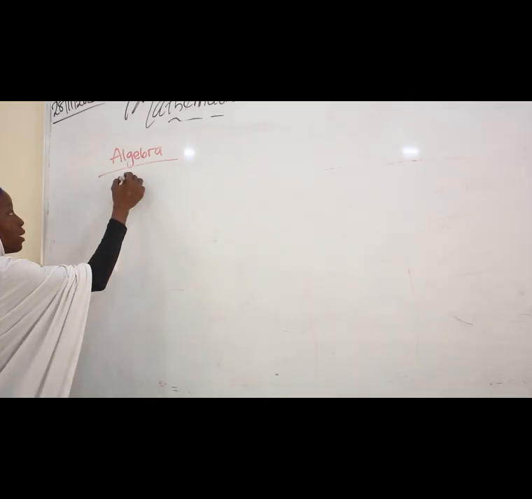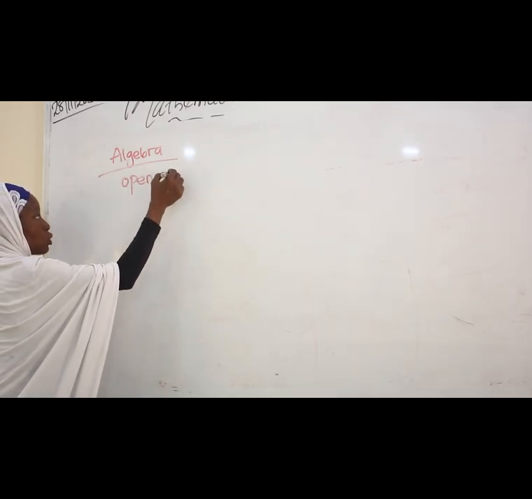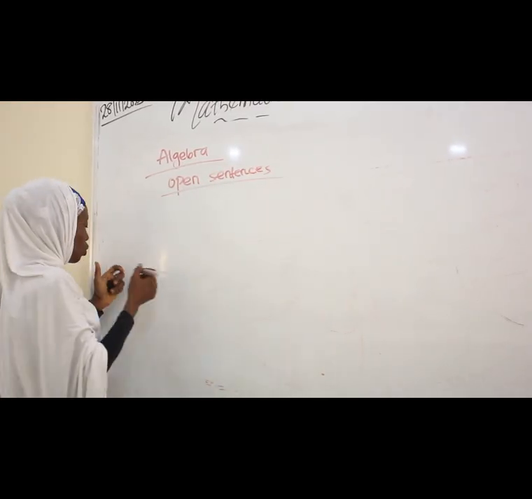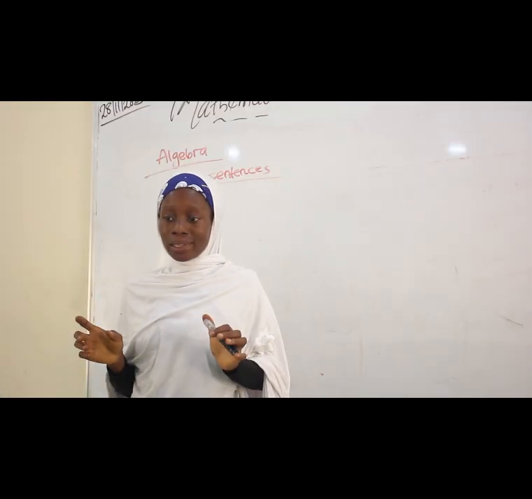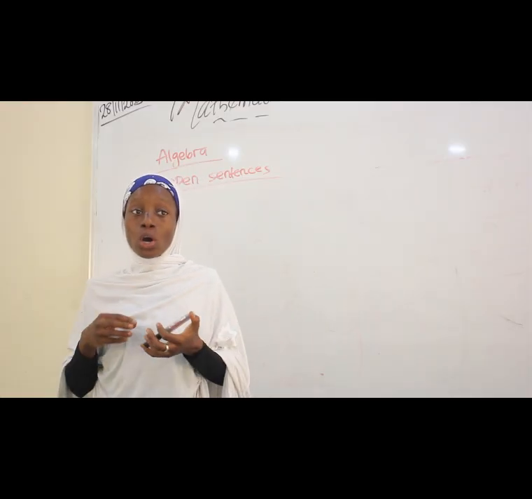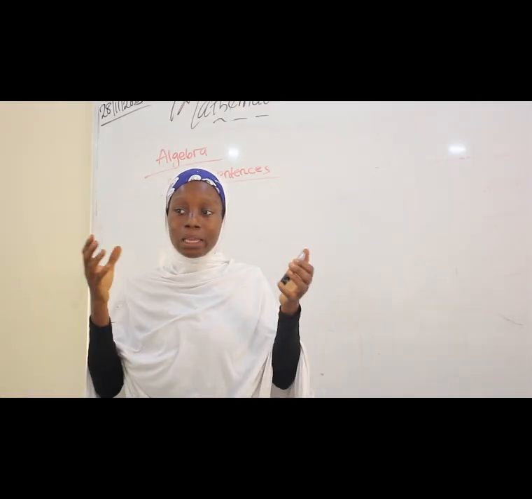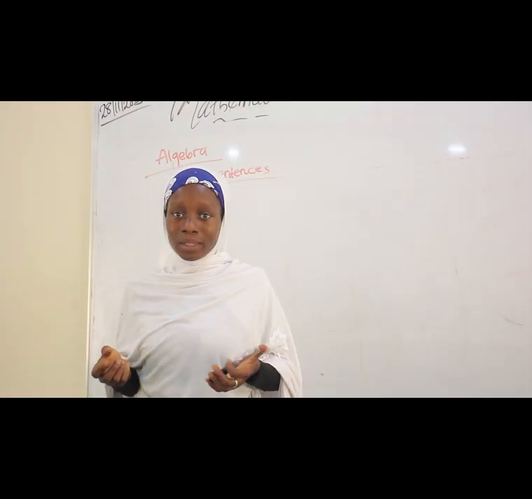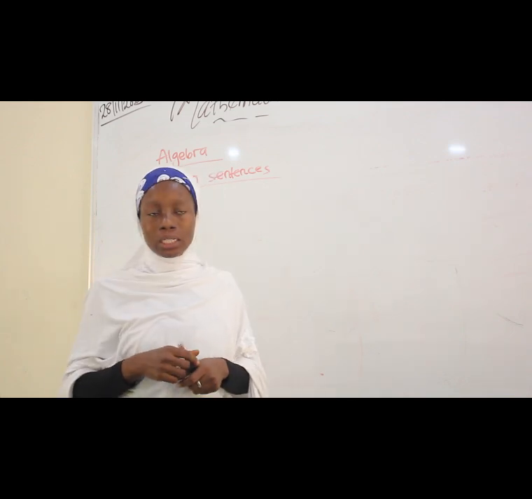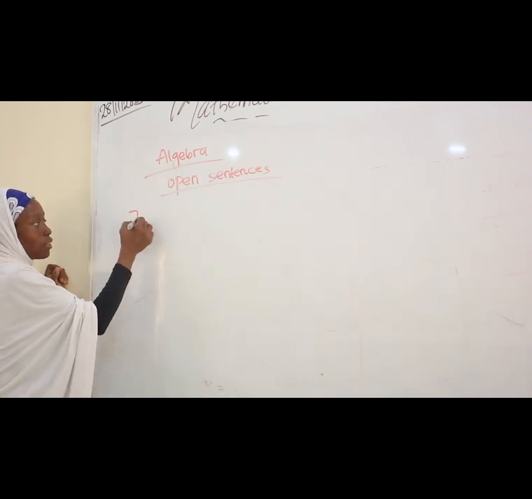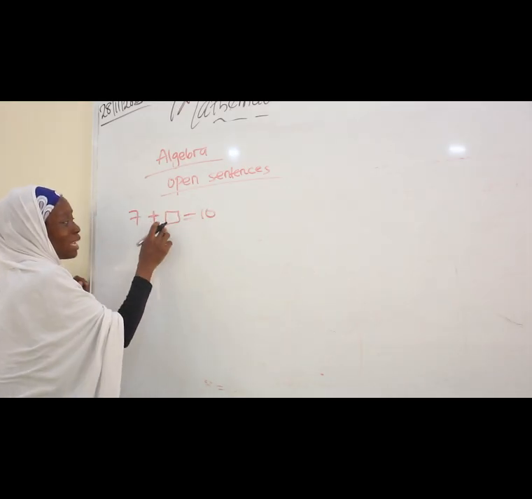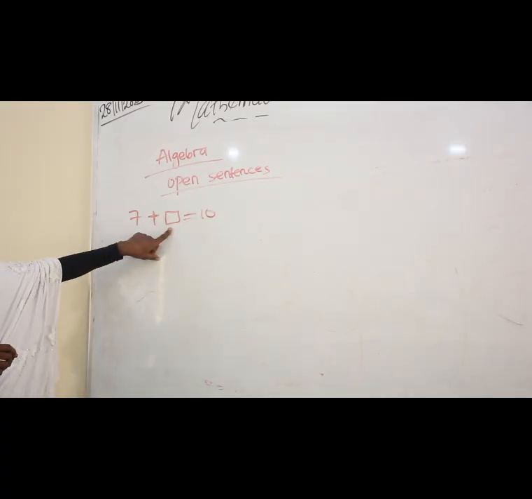So in algebra, the first topic I'll be talking about is going to be open sentences. When you hear the word open sentences, it's a math problem with a missing piece, or it contains either a blank or unknown. It can be true only when the blank or the unknown is substituted. So for example, if you have 7 plus box is equal to 10. In this case, our unknown is the box.